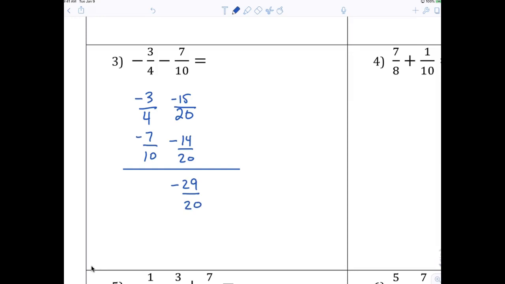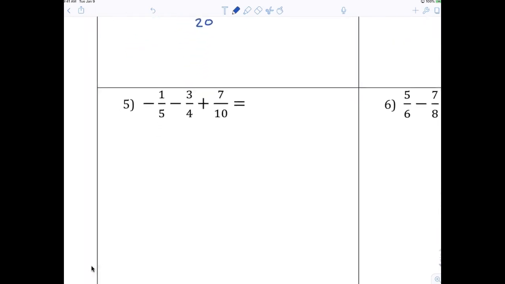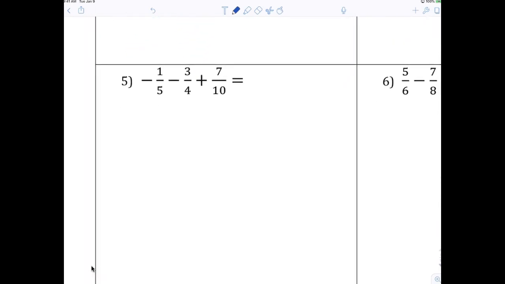Yes, sir. All right, and again, I feel as if you're following me. You're seeing the answers. You should be in pretty good shape. Let's check out number 5. Now, number 5 is a little bit different because there are 3 fractions. So you have to think about 5, 4, and 10. Common denominator is still 20. Everybody okay with that? It's just the same. Negative 1/5 minus 3/4 plus 7/10.